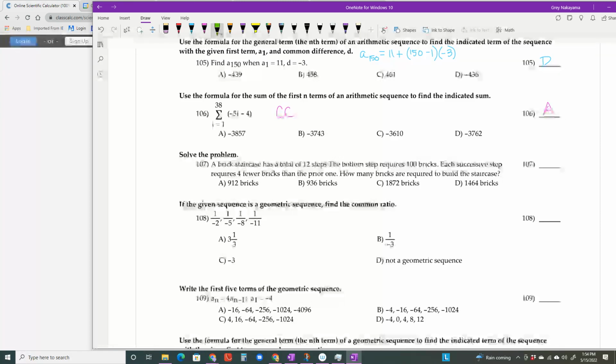All right, 107. A brick staircase has a total of 12 steps. The bottom was 100, okay? And just to help myself, each successive step has 4 fewer ones.